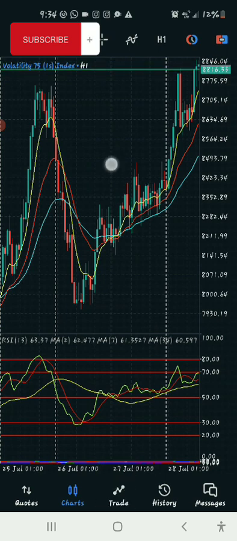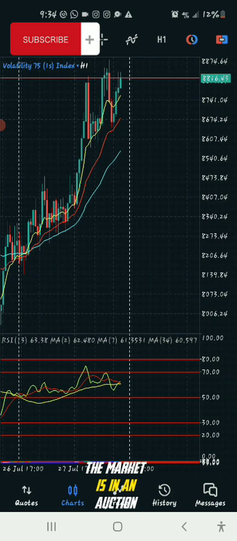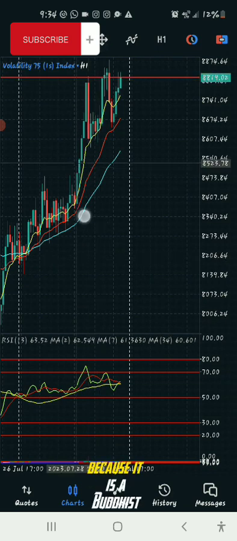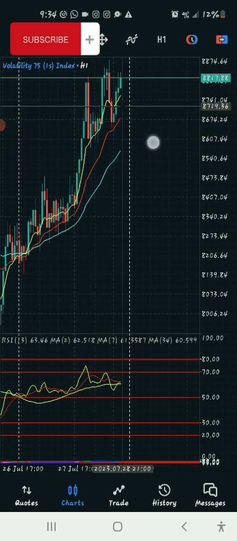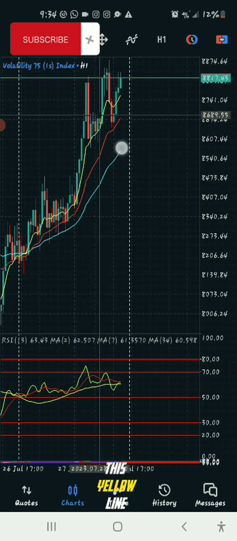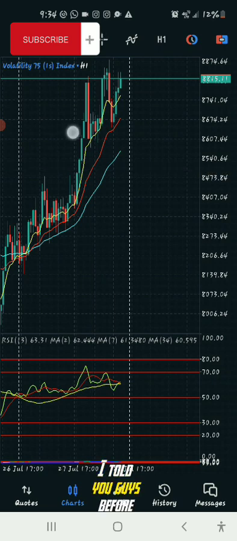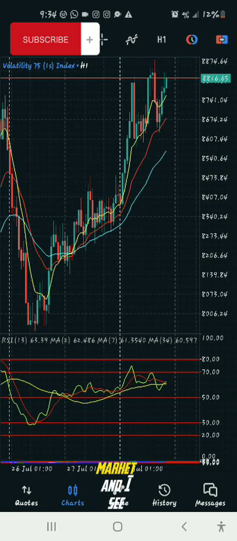So currently the market is in an uptrend. Why do I say the market is in an uptrend? I say the market is in an uptrend because it is above this yellow line. This yellow line is the 8 moving average, I told you guys before. So once I get to the market and I see, okay, the market is in an uptrend, what do I do next? The next thing I do is that I go to the 5 minutes time frame.